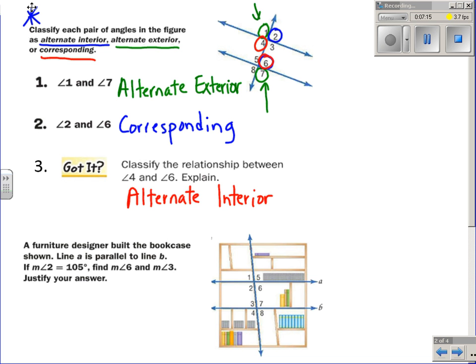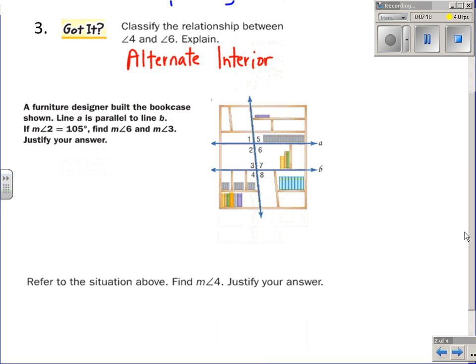All right, let's go ahead and scroll down to this practice problem where a furniture designer built the bookcase shown. All you have to do is copy down the lines that are in the bookcase. I shouldn't use the same color, so copy down that parallel line and that one, intersected by the transversal, and then you can see your angles 1, 2, 3, 4, 5, 6, 7, and 8. And they're telling us that angle 2 here is 105 degrees, and we have to find angle 6 and angle 3 measurements.